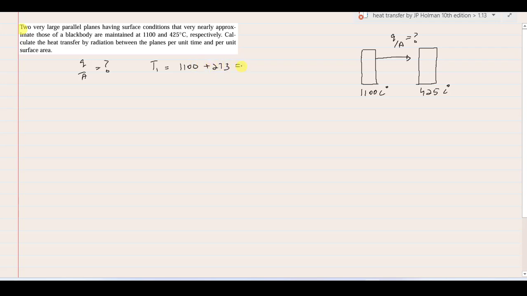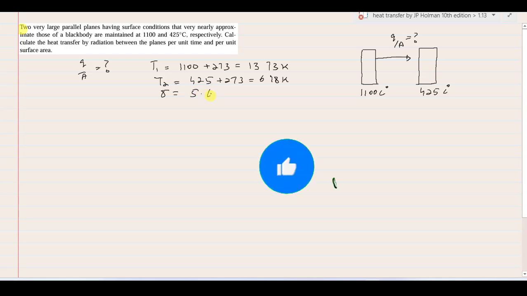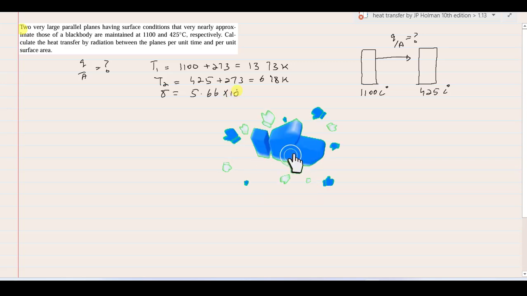Temperature T1, that is 1100 plus 273, to convert into Kelvin, is 1373 Kelvin, and the temperature T2, that is 425 centigrade plus 273, will become 698 Kelvin. Stefan-Boltzmann constant is 5.67 multiplied by 10 to the power minus 8.